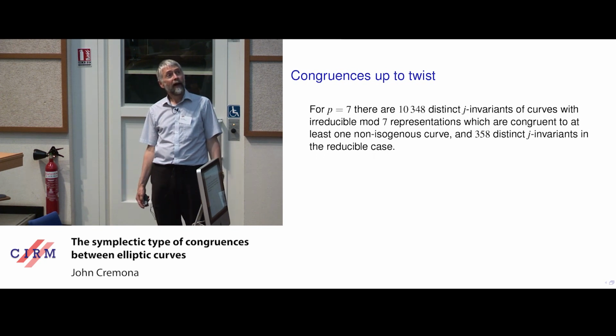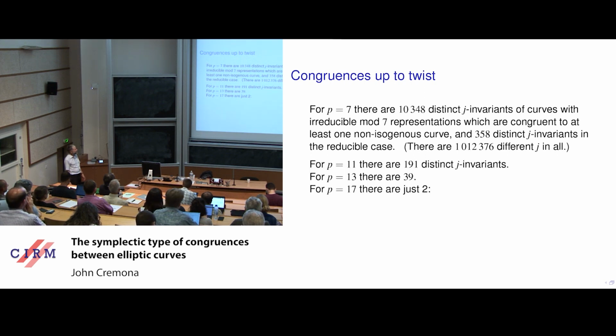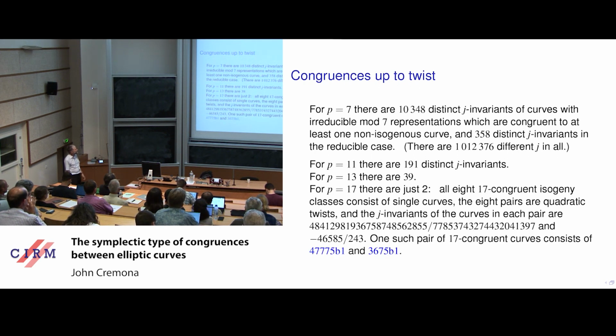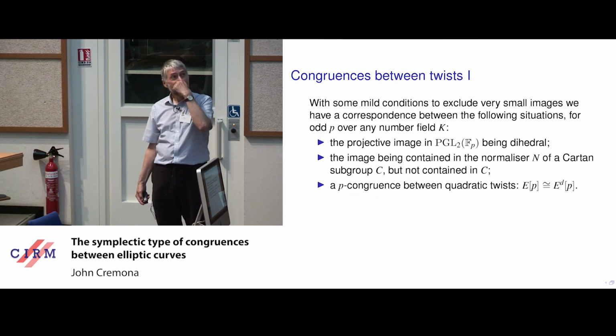About 10,000, and a much smaller number with the reducible ones. And by comparison, there are over 1 million different J invariants, or in this 2.5 million curves, only 1 million different J invariants. So it's about 1%. And those are the figures for the other 3 primes. For p equals 17, I think I've given you that example already. So let's move on. These are the two J invariants of the mod 17 congruence, and that's an antisymplectic congruence. Okay. What about other things between twists?